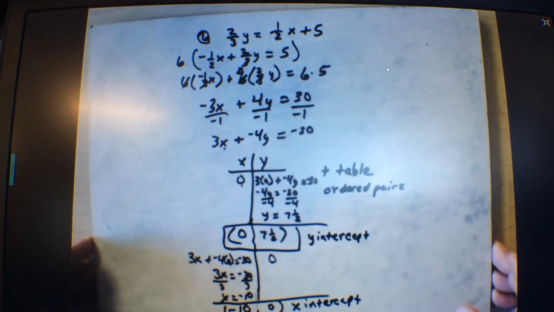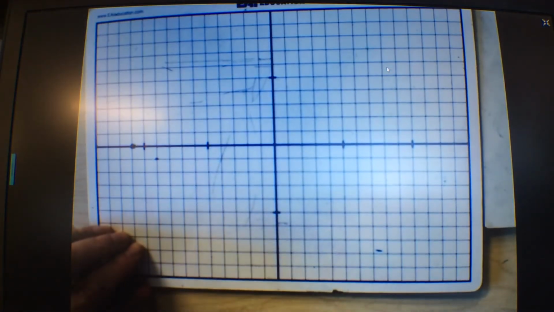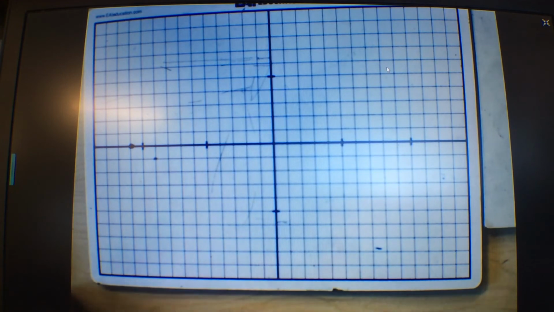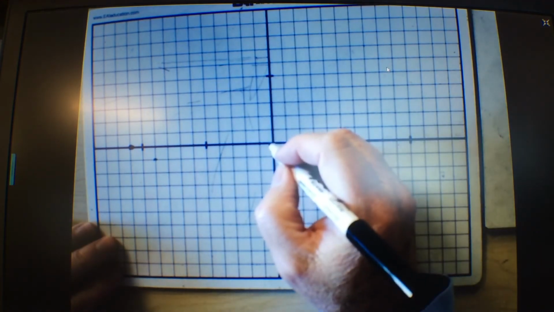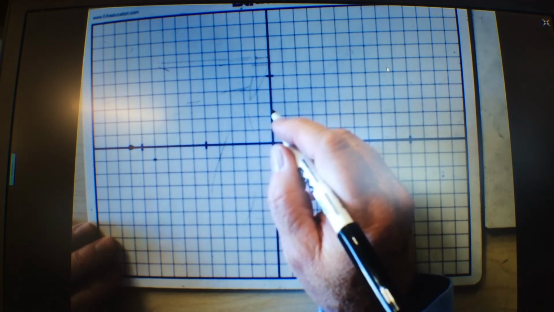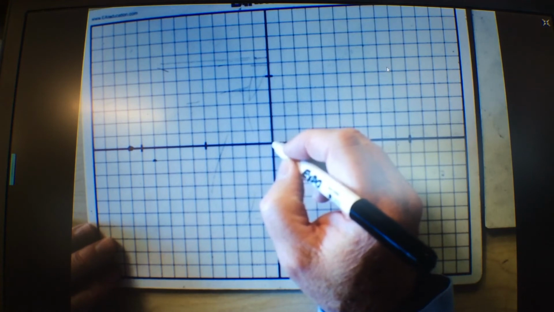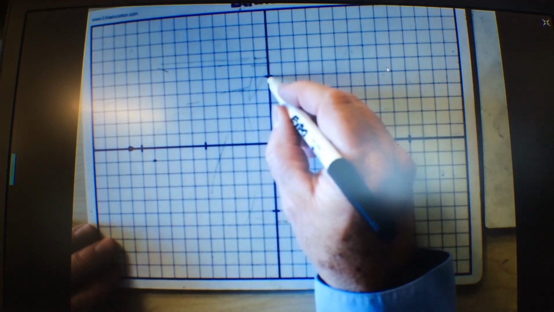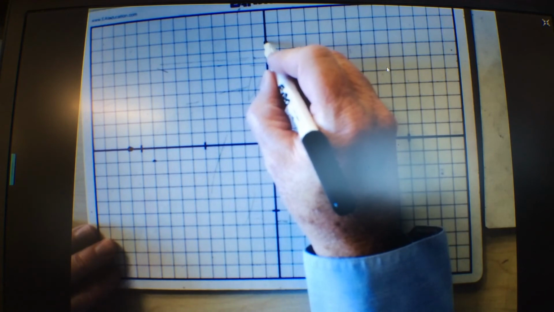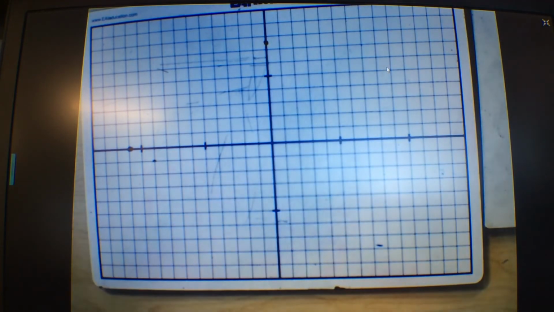All right, so let's go to our board. Let's graph these 2 points. You ready? Now you're going to need a straight edge. A ruler of some sort, protractor, whatever. I'm going to go up 7.5. 1, 2, 3, 4, 5, 6, 7.5, and I put a point. This is called the y-intercept. You see it? It's right up here.